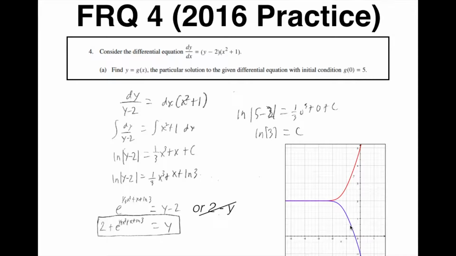So in this graph, the red graph is y minus 2 equals e power etc. And the blue graph is the graph of 2 minus y equals e power etc. So which one goes through the initial condition x equals 0, y equals 5? It's the red graph here. This is the initial condition, so we want it to go through that point, so we discard the blue graph.